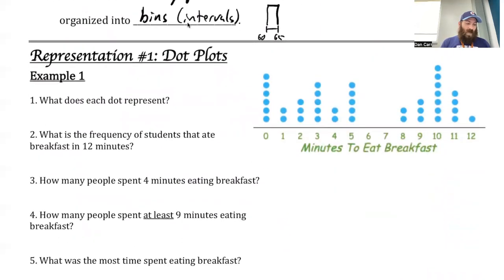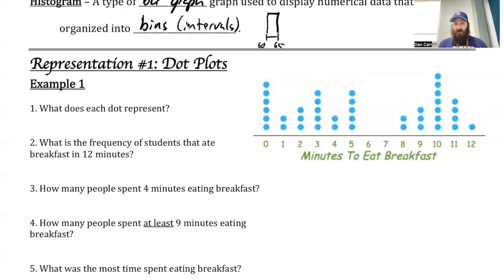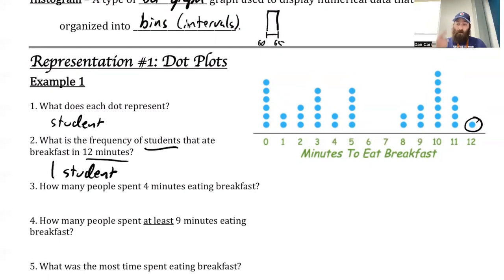So the first one we'll talk about is dot plots. So in this scenario, we look at the title, it's minutes to eat breakfast. Now, it'd be nice if there's a little bit more information, but I look ahead, I know that each dot represents a student. Because then the next one says, what is the frequency of students that ate breakfast in 12 minutes? So we only have one student who did that. That's all we're looking for there. Okay, 12 minutes, we find that there's 1 dot. That means exactly 1 student ate for 12 minutes.